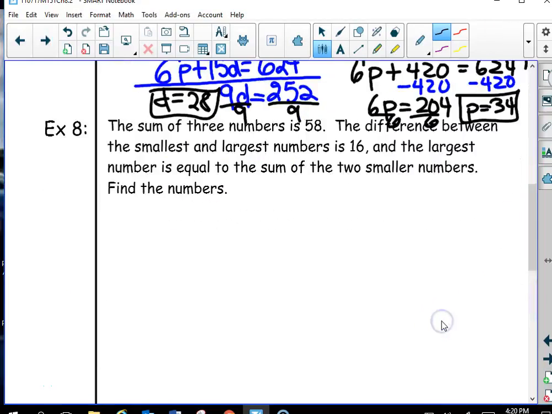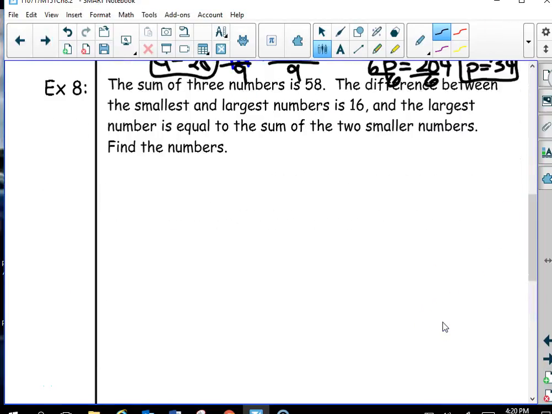Okay, last two problems. Again, they're application problems, and they get a little bit simpler from here for the most part. The sum of three numbers is 58. The difference between the smallest and largest numbers is 16, and the largest number is equal to the sum of the two smaller. So we're going to just call these three numbers A, B, and C.